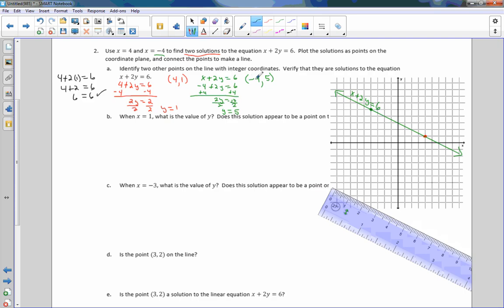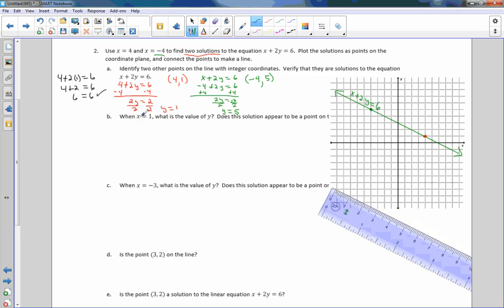If I do the same over here, I'm just going to do this one quickly. Negative 4 will be x, and 5 will be my y. So 5 times 2 is 10. Negative 4 plus 10, I think I said 2. Negative 4 plus 10 equals 6, so that does check as well.